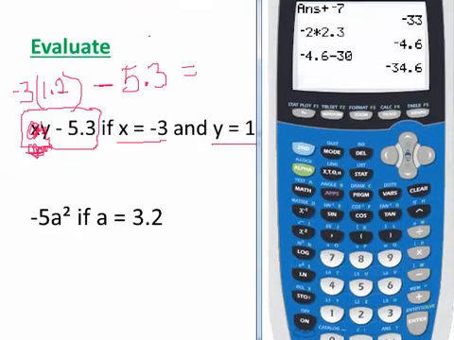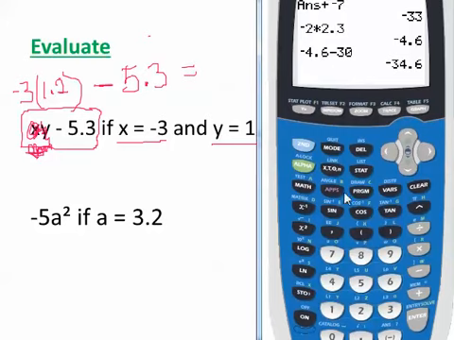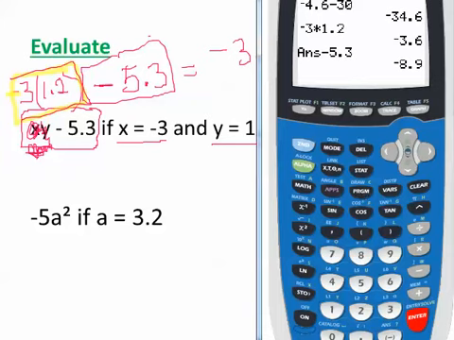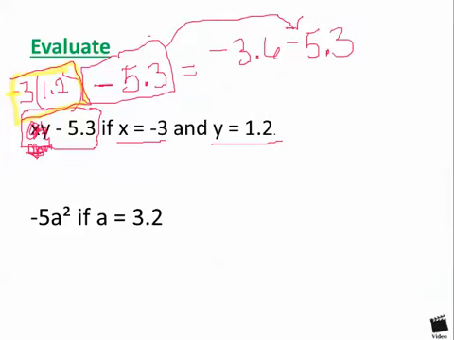3 times 1.2 is 3.6. So now I'm multiplying 3 times 1.2. It's a negative 3. So it turns out that it's negative 3.6 minus 5.3. So I multiplied these two guys together, and then I just let this piece come right along. I have two negatives to add together, 5.3 and 3.6. When I add two negatives, I get a bigger negative, so I get negative 8.9.